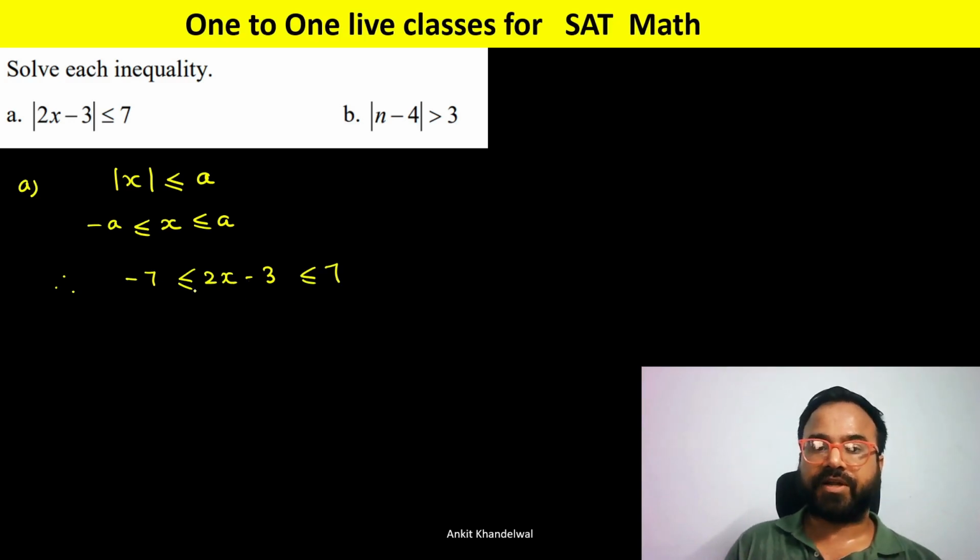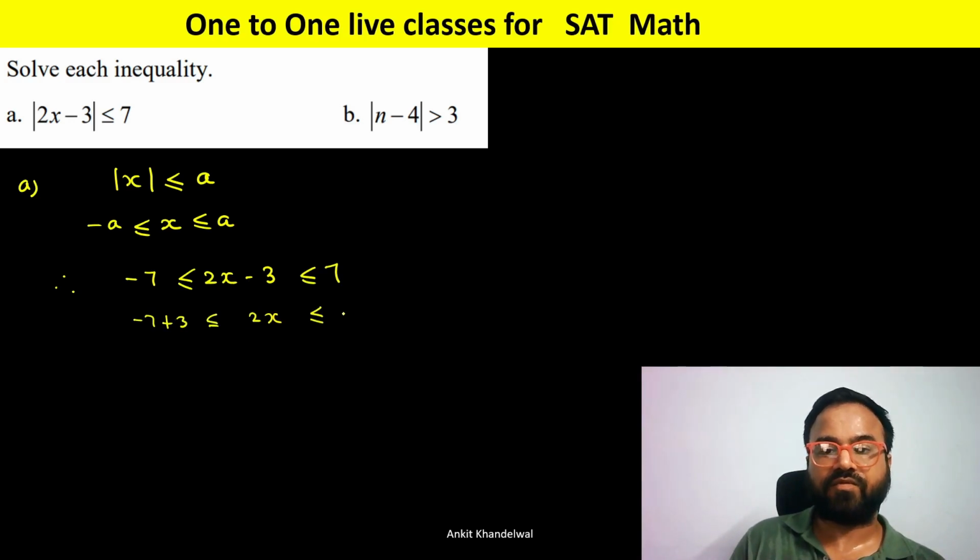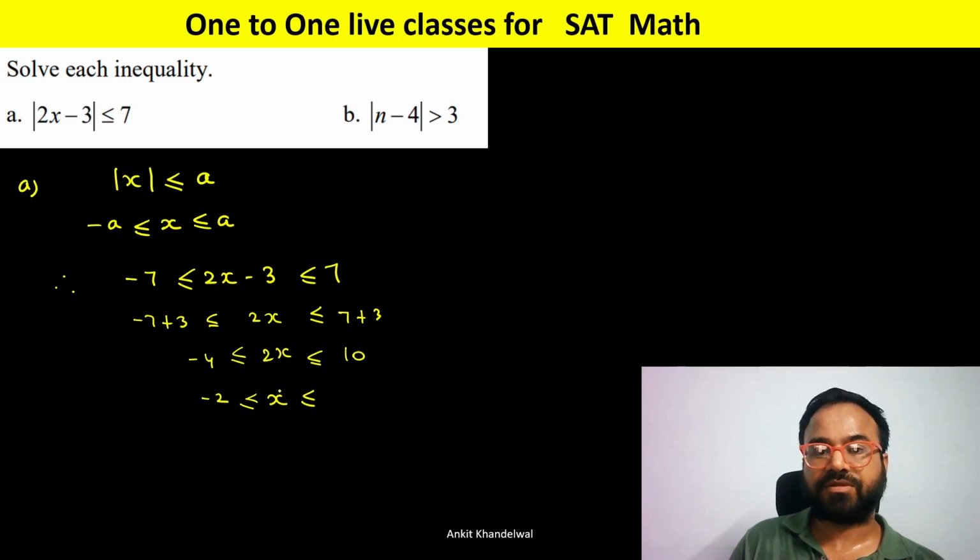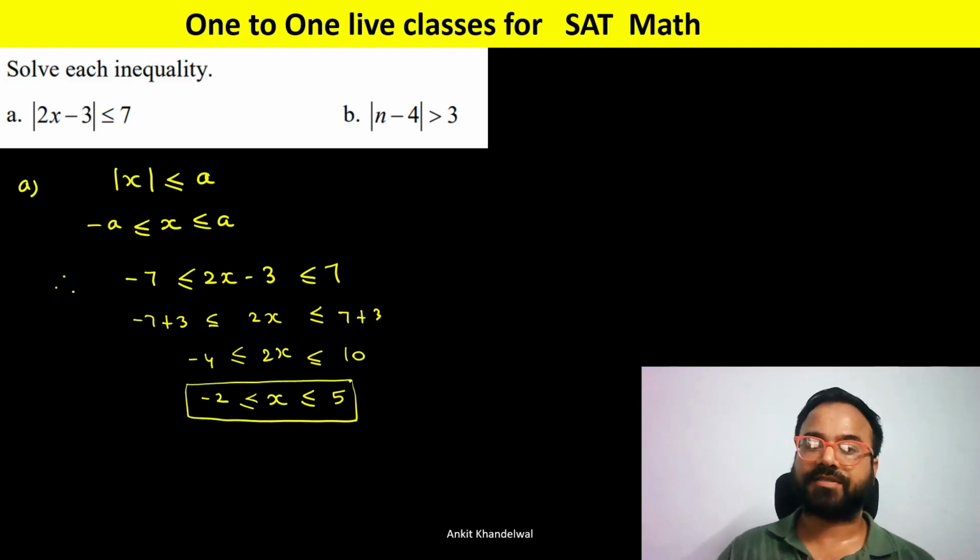Now to solve for x, first of all add 3 on all the sides. So -7 plus 3, here it will be removed, and 7 plus 3. So basically this 2x will become -7 plus 3, which is -4, less than or equal to, and this will become 10. Now dividing by 2 on both the sides. When we divide by 2, which is a positive number, this will become -2 and this will become 5. So the final answer is x is going from -2 to 5. That's how we can solve this.